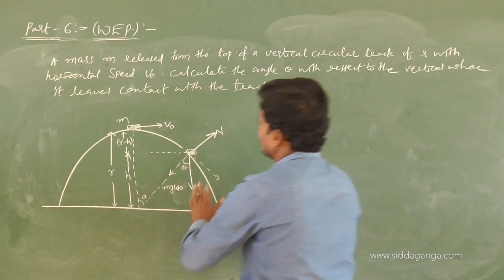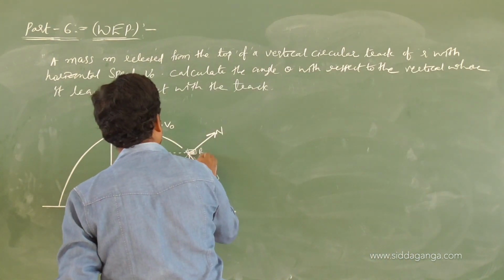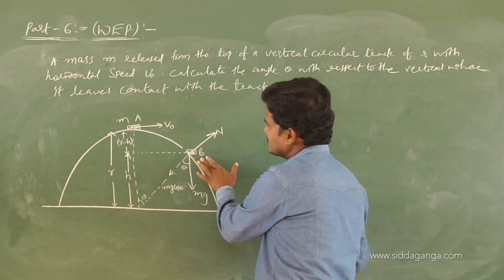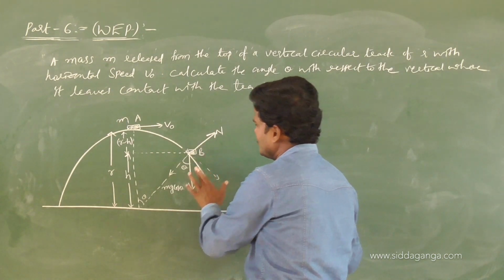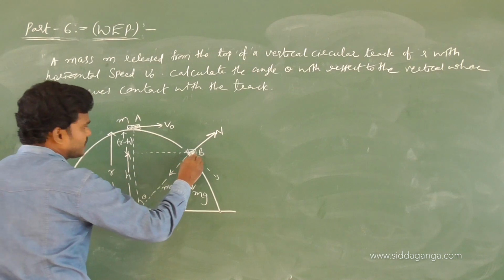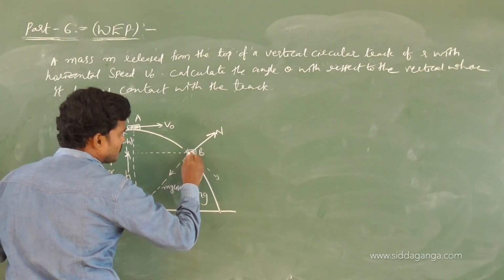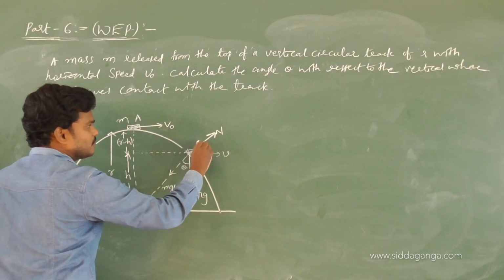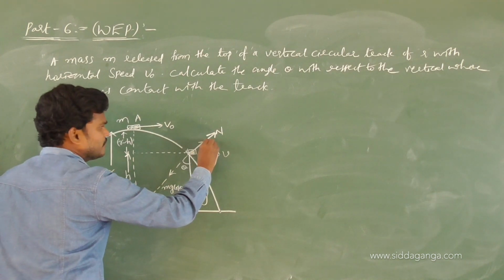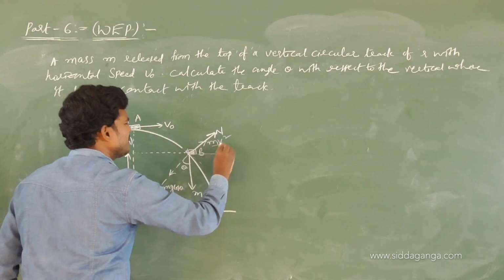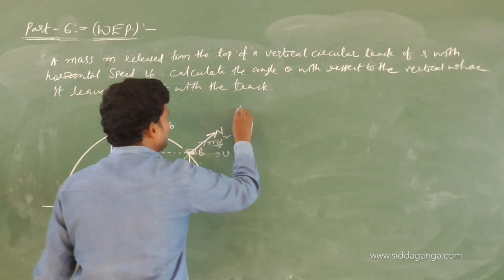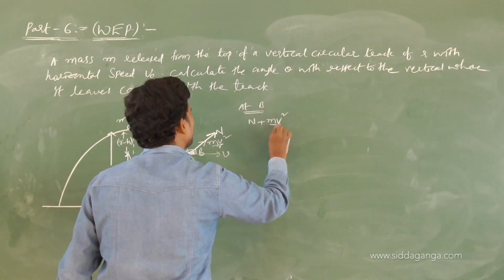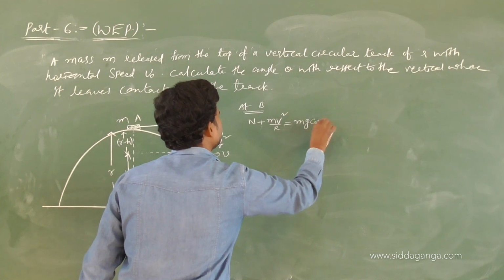Now see, at this point, let us suppose this is A and this is B. At B the body is going to leave. So what is the normal reaction here? N is balanced by, at this point the body will have some velocity V. So some force is acting. What force is acting? Centrifugal force mv square by r. So at B, let me write directly: N plus mv square by r is balanced by mg cos theta.